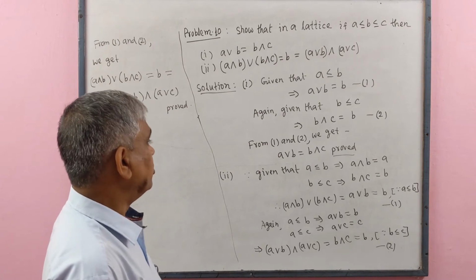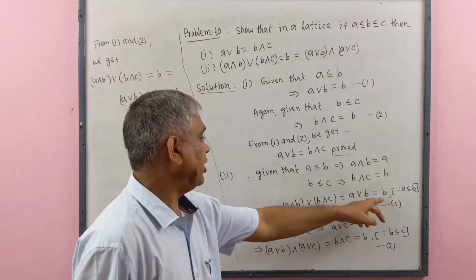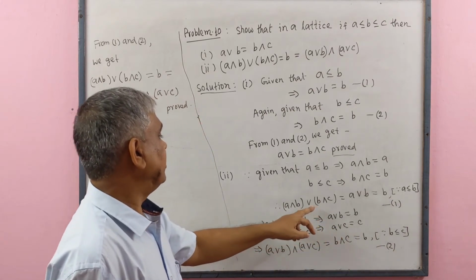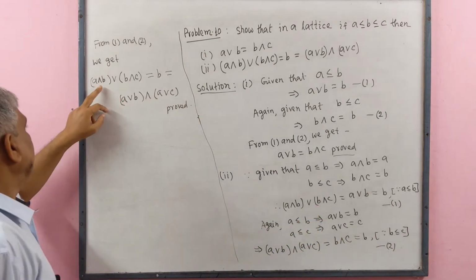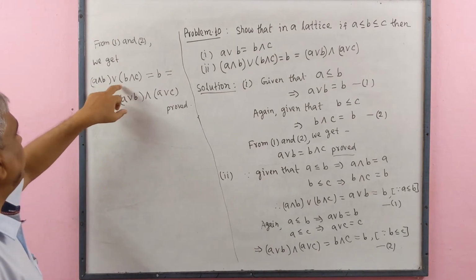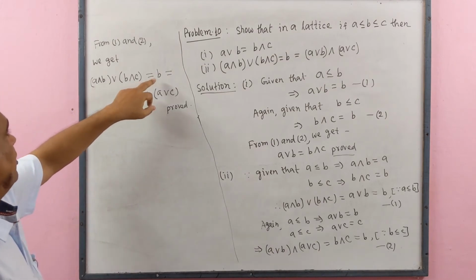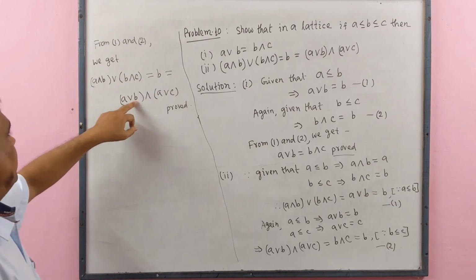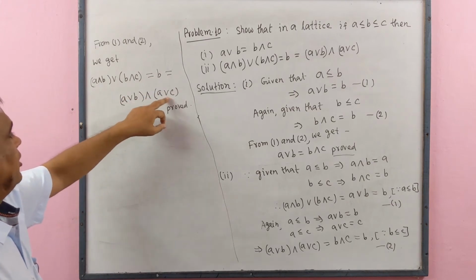From 1 and 2, in 1 right side is B, in 2 right side is B. So left side will be equal. So A meet B join B meet C equals B. This is equal to A join B meet A join C. Proved.